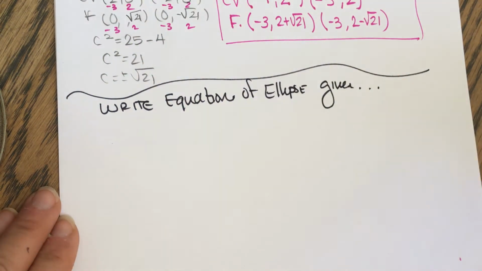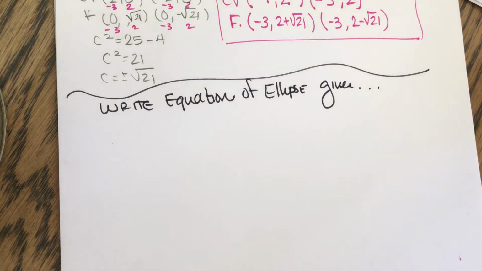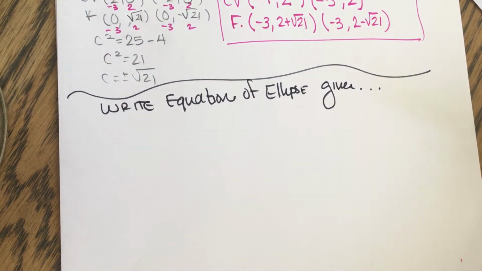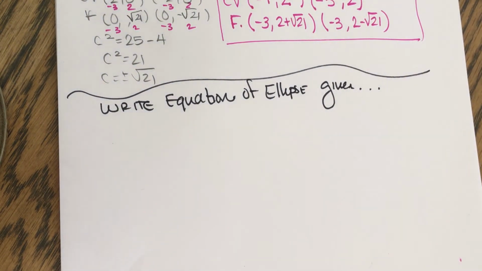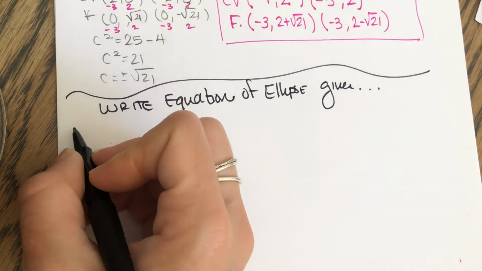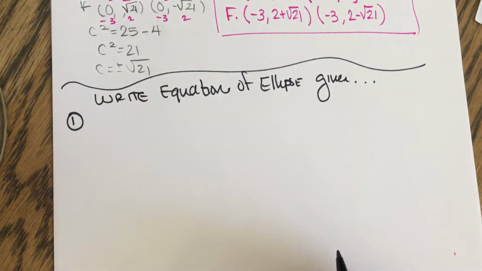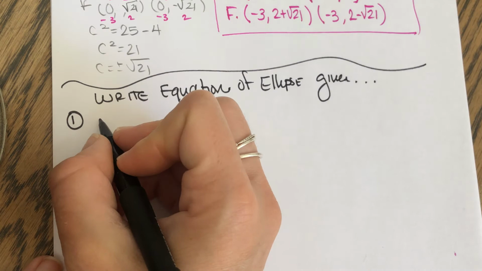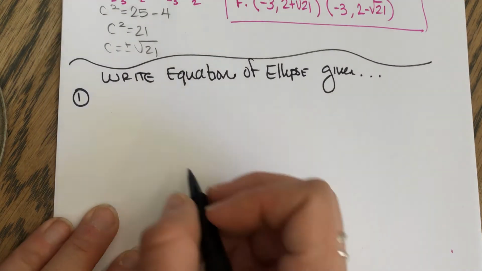So let's do the first one. I don't want to do that one. I want to do our foci, vertice, foci, vertice, foci. I don't know what I did, but okay, so here's our first one. It's weird what I did. I guess I didn't do co-vertice and vertices.